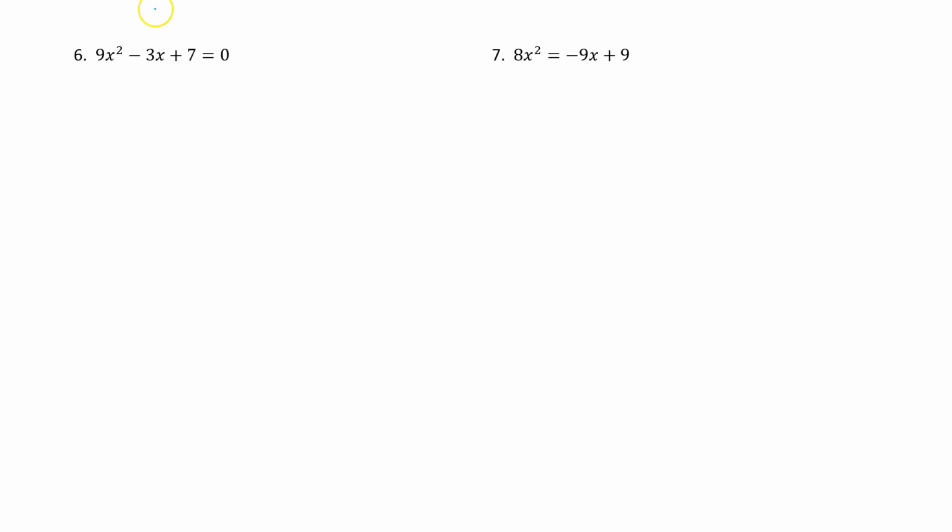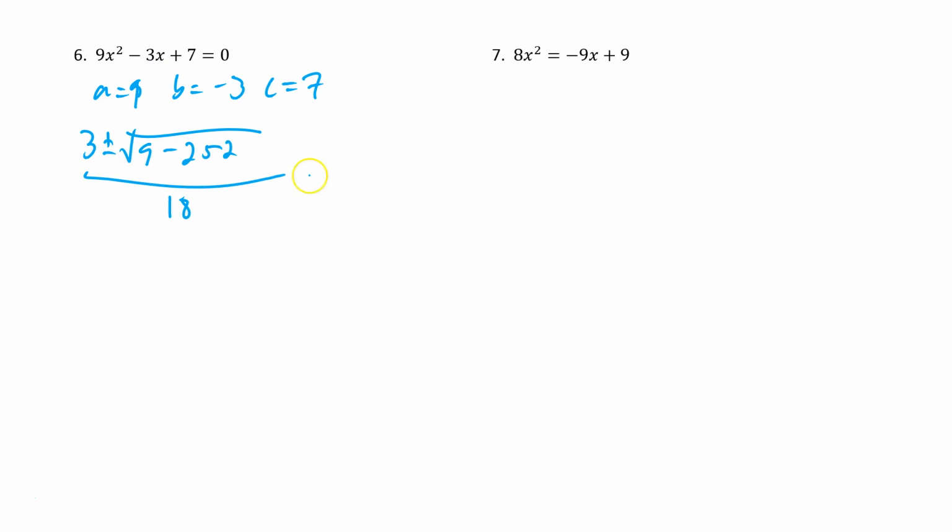All right, so here we go. A is 9, B is negative 3, C is 7. So we got negative b, positive 3, plus or minus the square root b squared is 9, minus 4ac. So that's going to be 4 times 7 is 28. 28 times 9 is 28 shy of 280. So that's going to be, let's see, 52. I think that was right. And that's all divided by 2a, which is 18.